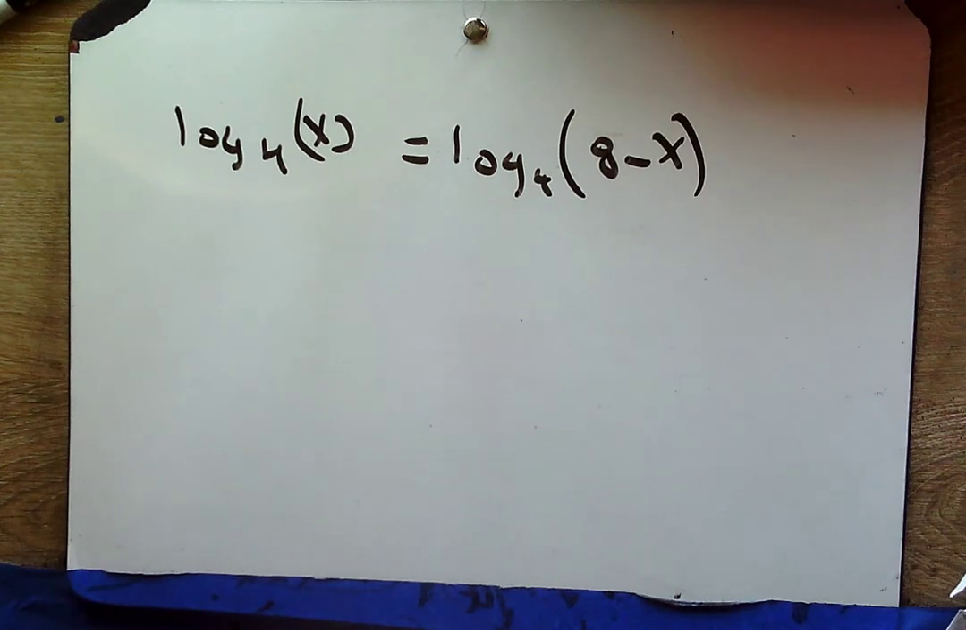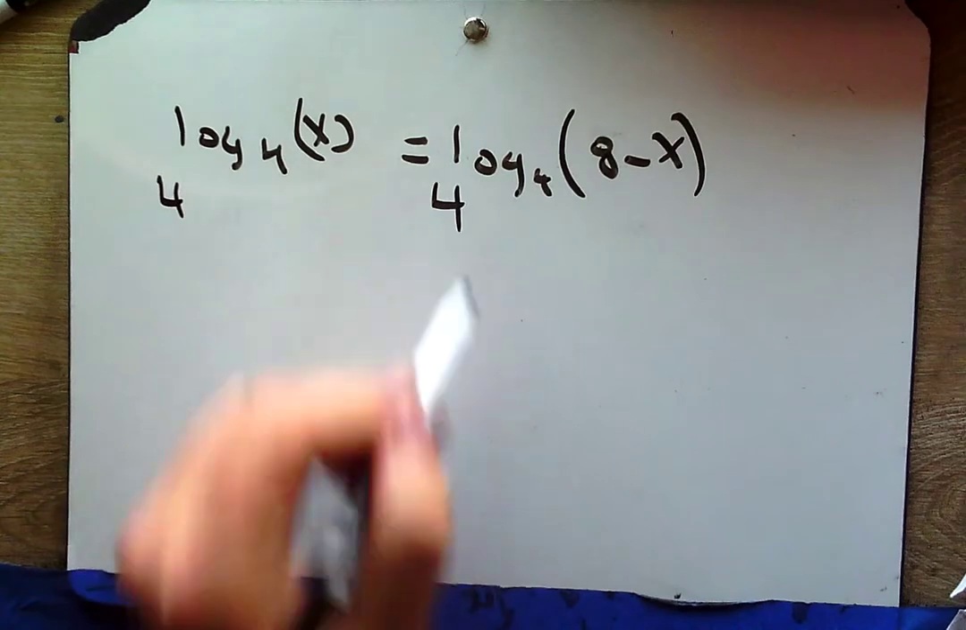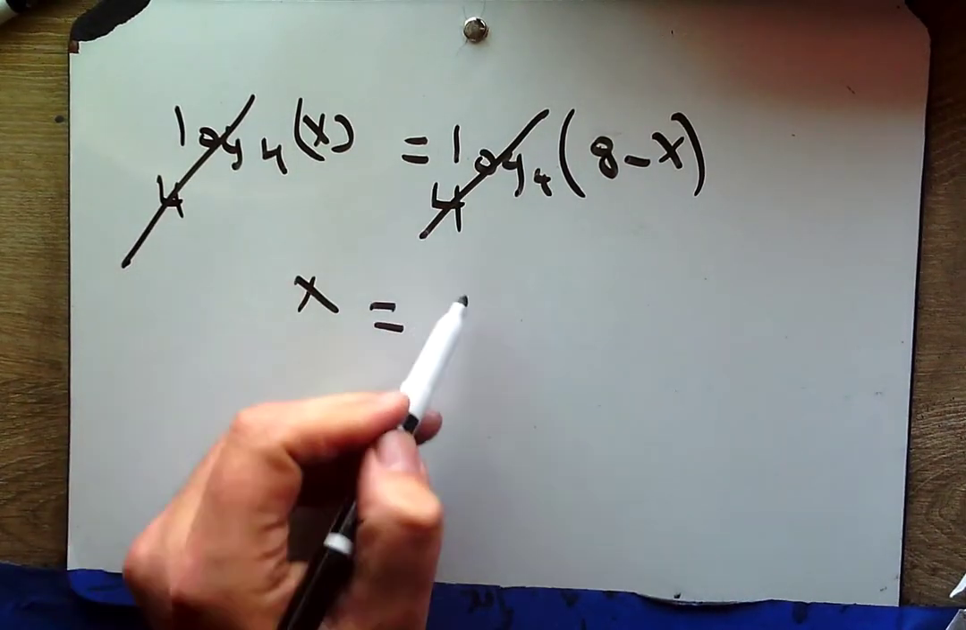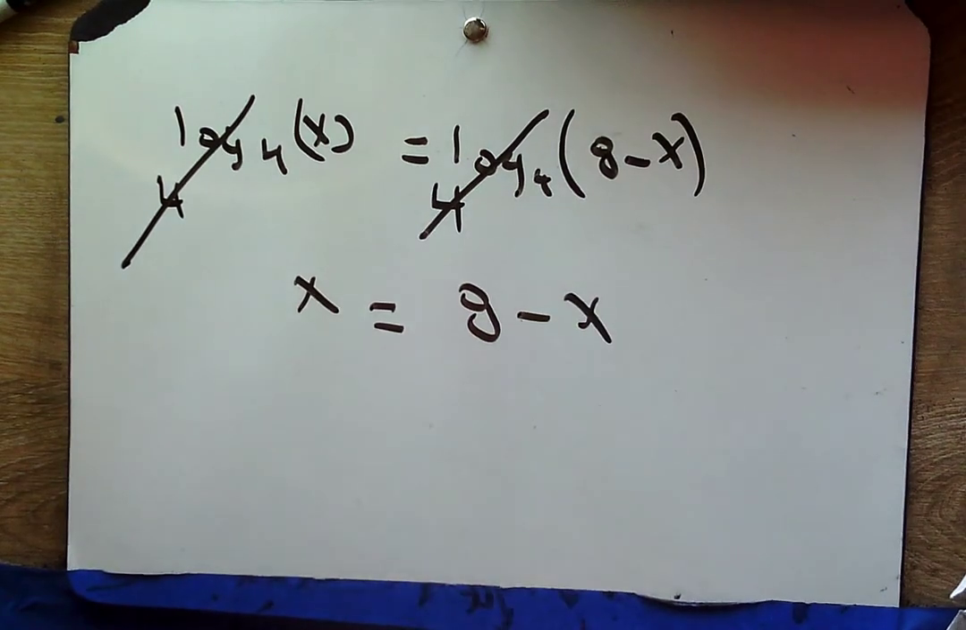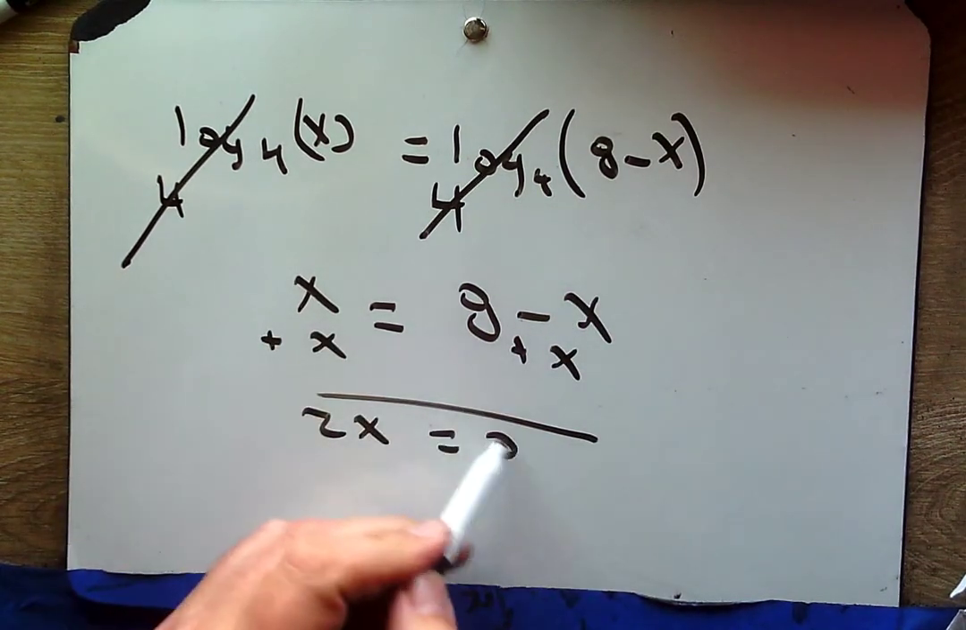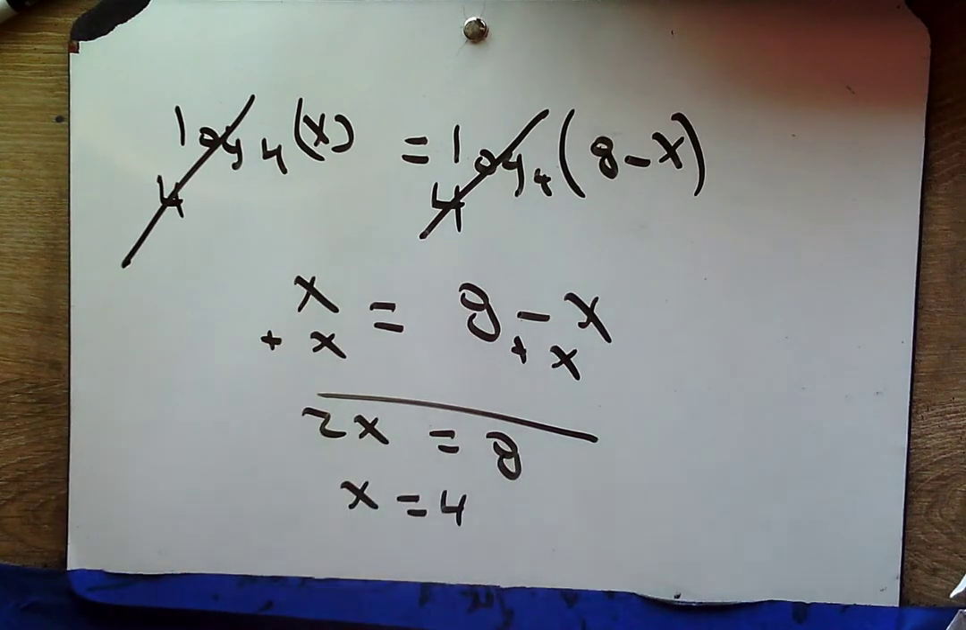Yes, exponentiate. I love that idea. Some people don't, and I'll show you some of those alternate approaches in a moment. If we exponentiate with 4, these cancel, and I'm left with x equals 8 minus x. If I add x to both sides, I get 2x equals 8, or x equals 4.